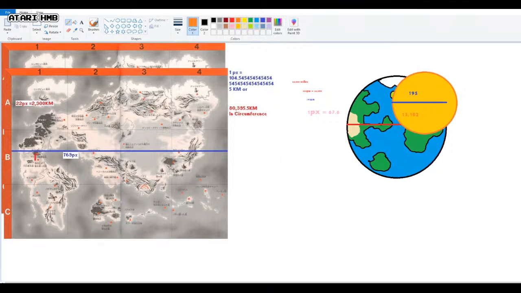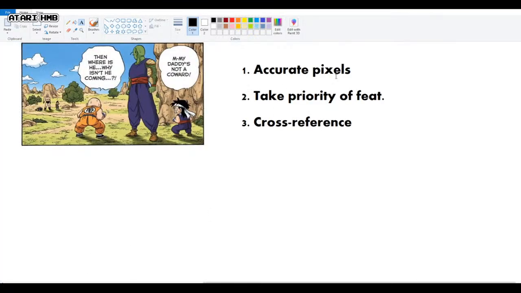Just because planet Namek is super huge doesn't mean its gravity won't be applicable. But I'm just giving you guys the basic premise, or the basic function, of how pixel scaling works and what it's used for. Now, back to the basic map.